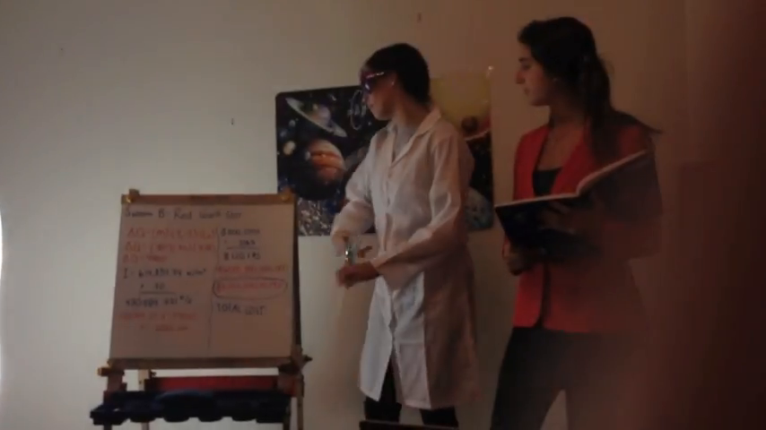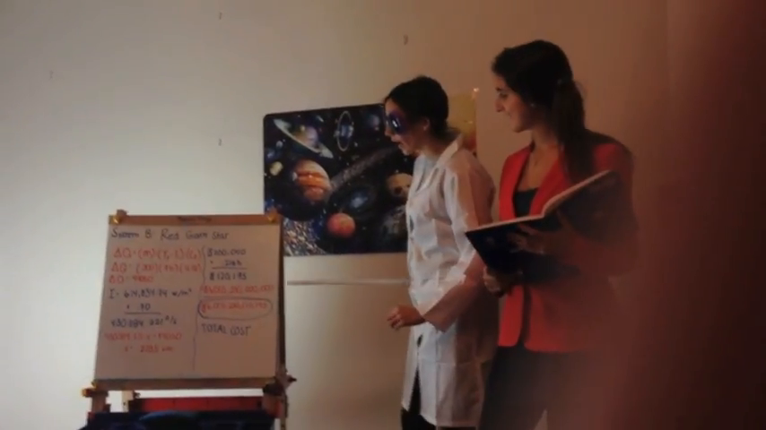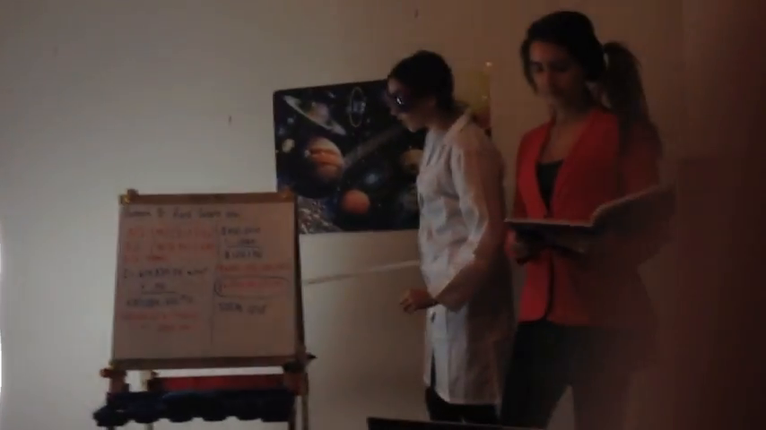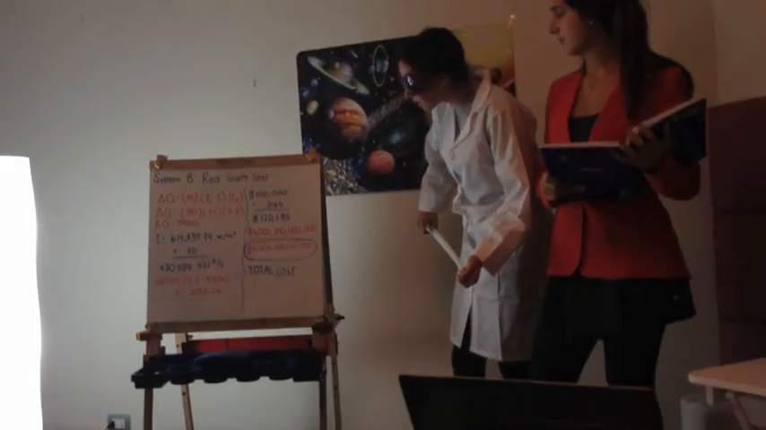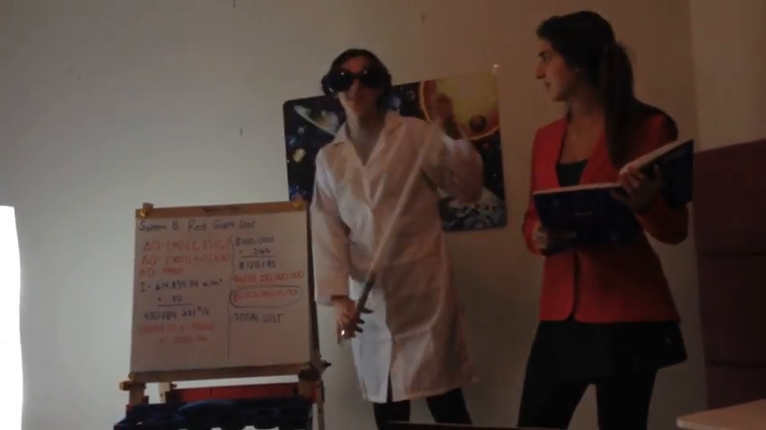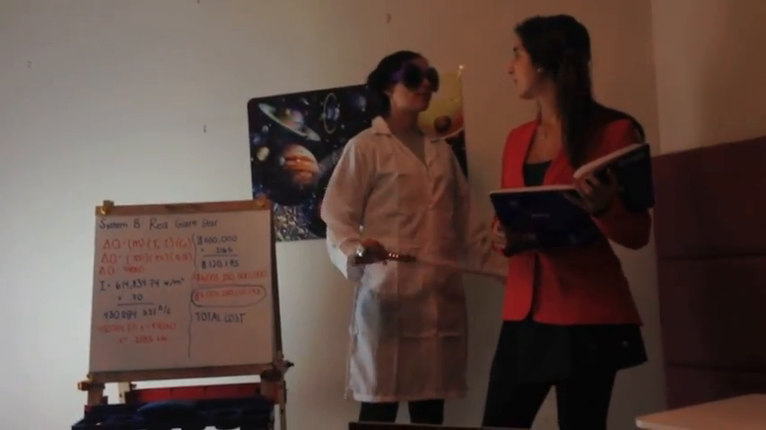Excellent. Okay, so we have the heating cost right here. We add that with the travel cost, and that gives us a total cost of $6,005,230,120,175. And that's the total cost of System B.